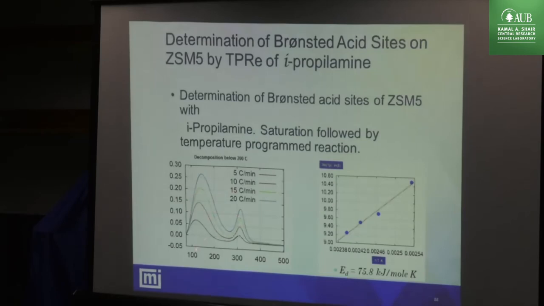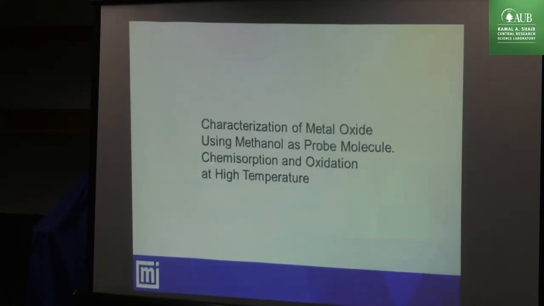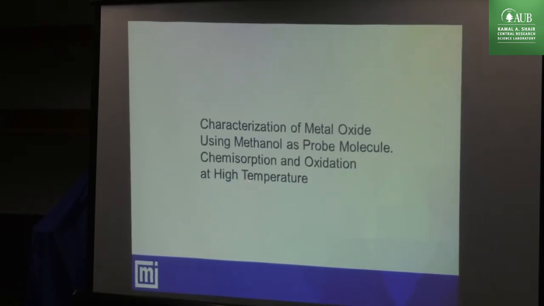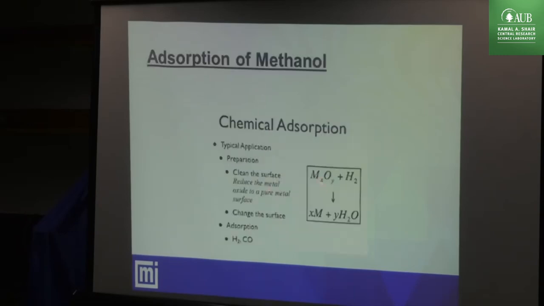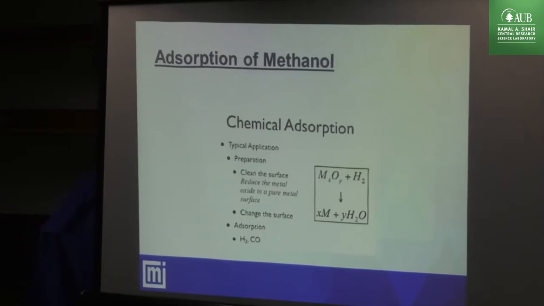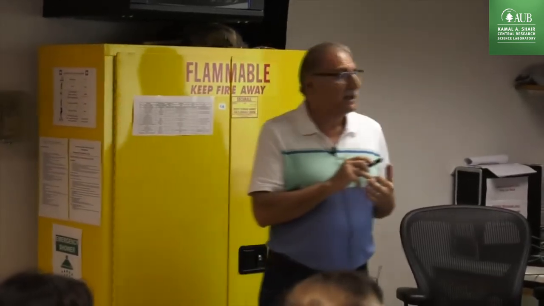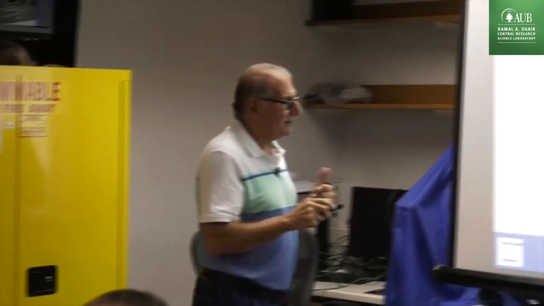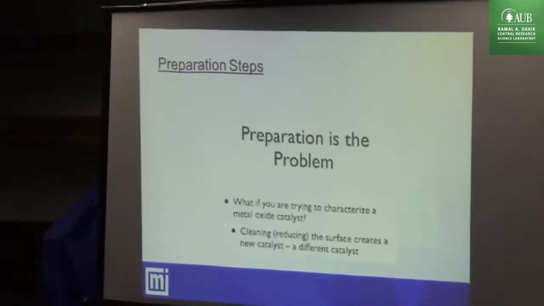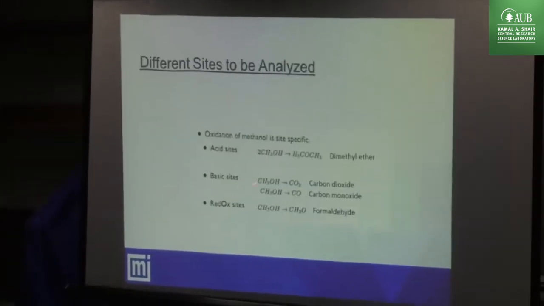Okay, you do exactly the same things. We can get the heat of adsorption as we did before just by applying the Kissinger equation. All right, well, if you have a metal oxide, you can use methanol. The methanol also is a very nice probe molecule. Okay, you adsorb methanol and you desorb it, and you see what's coming out from the reaction. You can probe the acid site, the base site, and the redox site by using methanol. Methanol is very nice, and everybody now is using methanol as a probe molecule to determine acid sites, base sites, or redox sites.